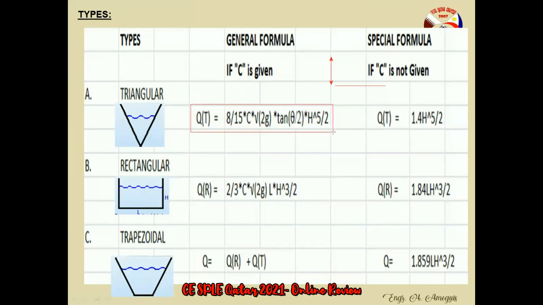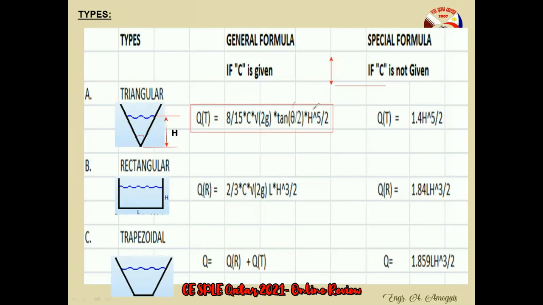8/15 C square root of 2g tangent theta over 2. Okay? Times H raised to 5 halves. O, saan yung H? Yung H is, ito yung head available. No? So, yung H is this one. Ito yung H. Right? Yung theta, of course, klaro naman yan. No? So, yung angle theta. Mapapansin mo sa equation, ang naglalaro lang dyan is yung theta at saka yung H.